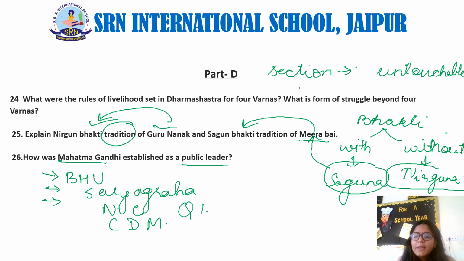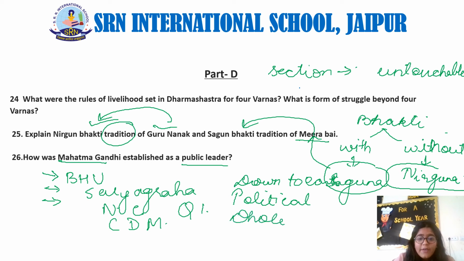But he became a public leader because he was down to earth. He never depicted himself as a political leader. He always said that he is the leader of people. He wore a dhoti. He had a very simple life. He actually lived, although he was a very wealthy man, a life which was related to the common people, the simple people.